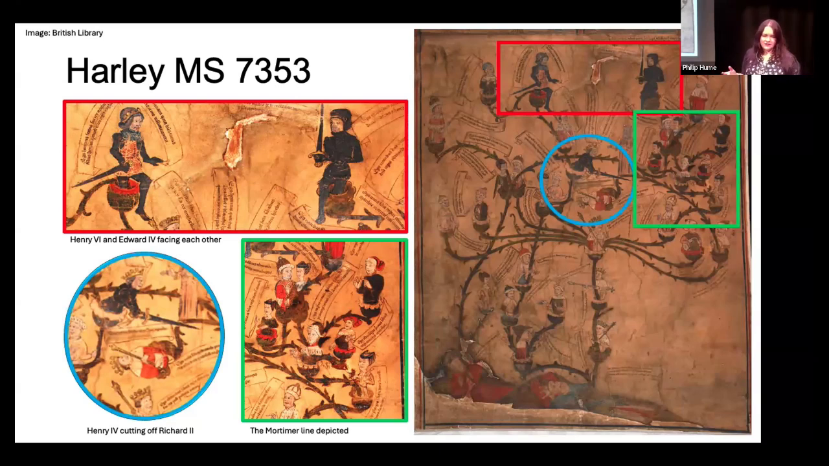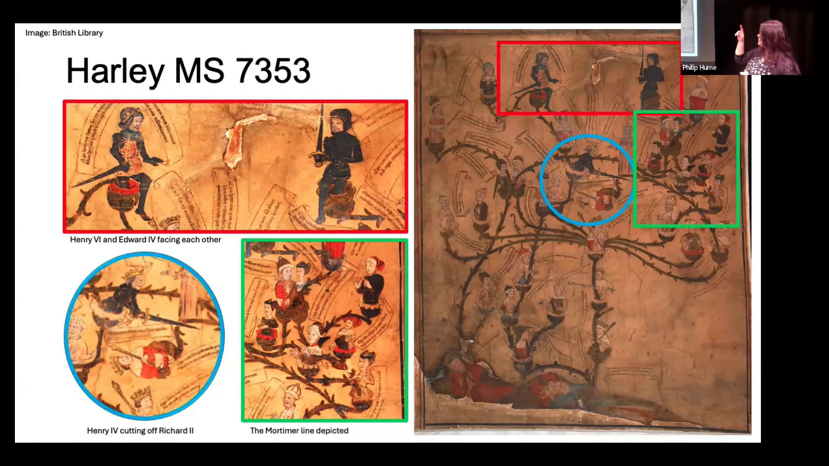However, you can also see a couple of other interesting ways that Edward IV promoted his right to the throne within this roll. So, for example, in the blue circle, you can see on the left-hand side, Henry IV, who has his sword drawn and is literally sawing off a branch of the tree. This is the branch that contains Richard II. So you can clearly see there's a very definite message here that Henry IV forcibly removed Richard II from the line of succession. And you've got this idea that the Lancastrians are usurpers, they're not legitimate, and therefore Edward is obviously the legitimate king.